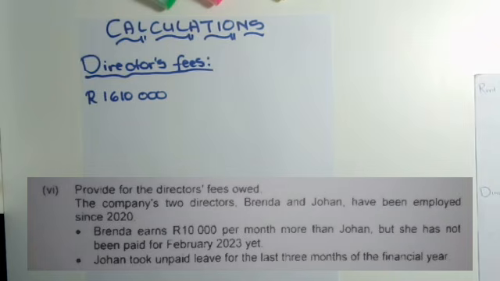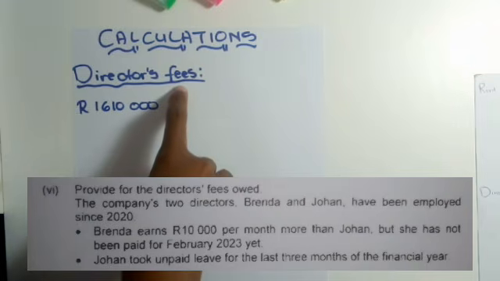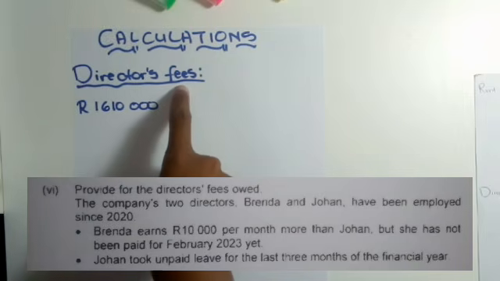Johan took an unpaid leave for the last 3 months of the financial year. Now, that also tells you that Johan has only been paid for 9 months out of the 12 months. But the difference with Johan is that we do not have to add his amount on this amount. Why? Because it is an unpaid leave. It is not an amount that we're supposed to be adding.